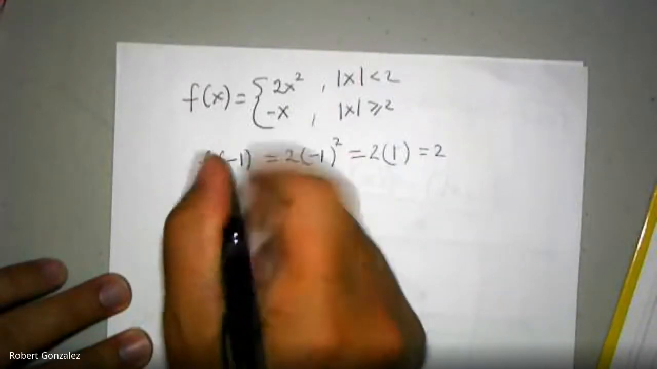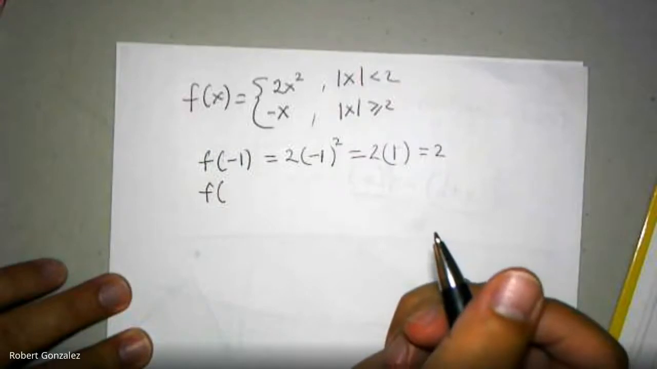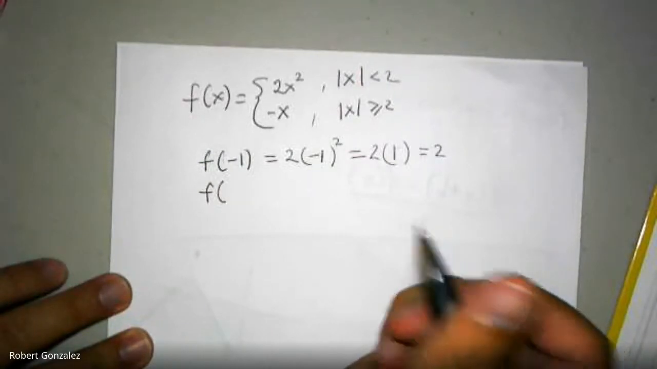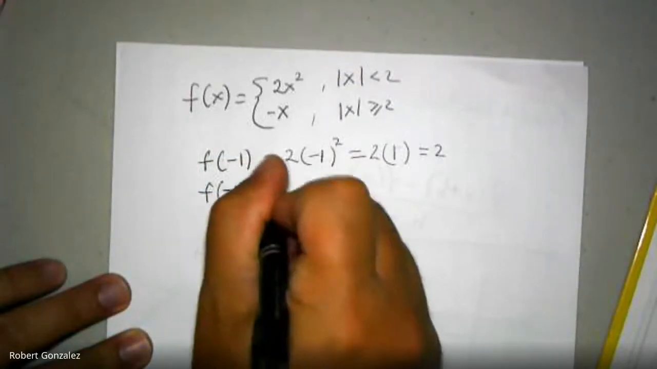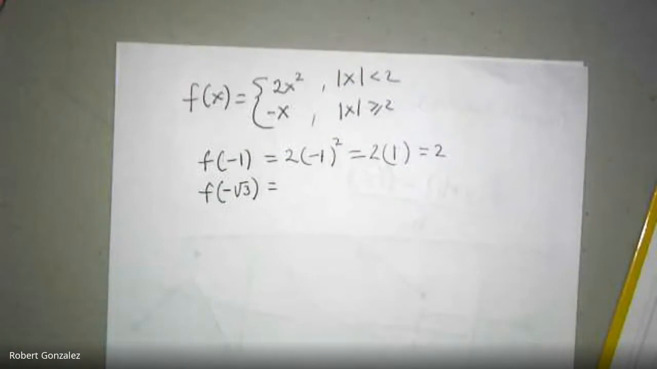Let's do f of, how about negative radical 3? F of negative radical 3. I'm going to give you about 30 seconds to try it out, and then I'll start asking questions about it.